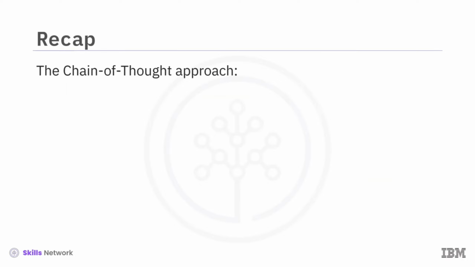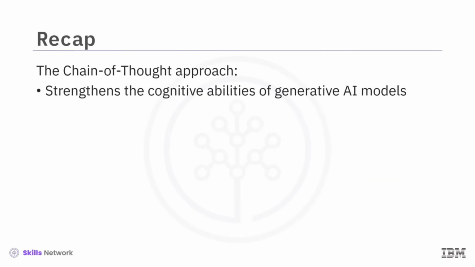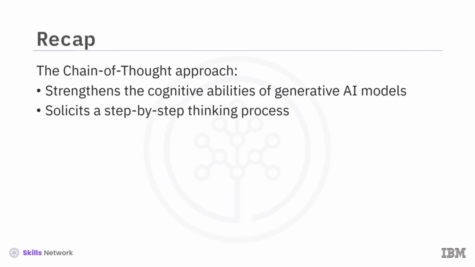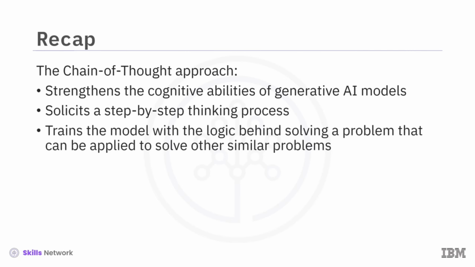In this video, you learned that the chain of thought approach strengthens the cognitive abilities for generative AI models and solicits a step-by-step thinking process. This approach involves providing the model with related questions and their corresponding solutions to train the model with the logic behind.